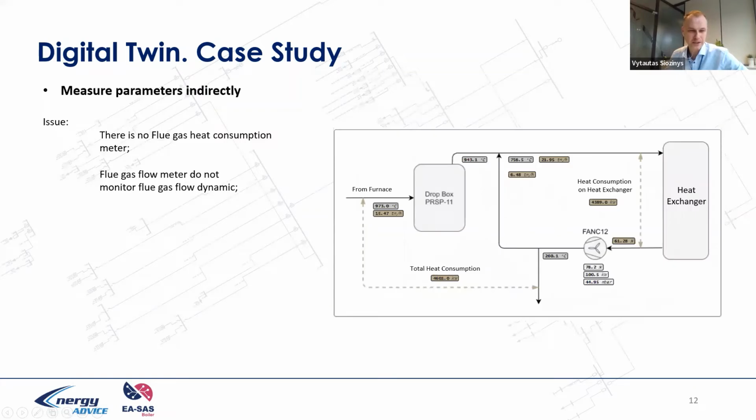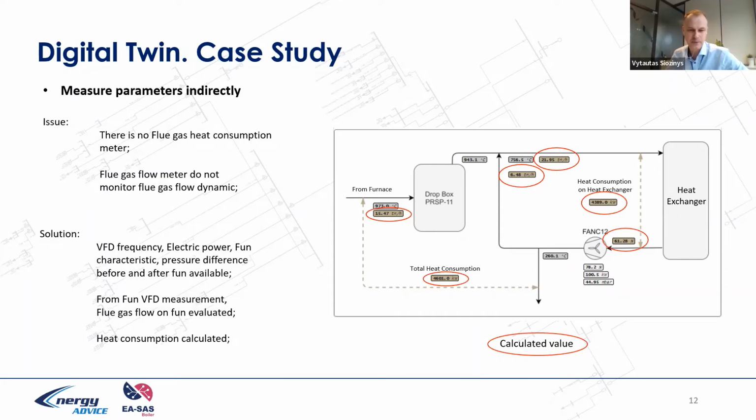Another case where the digital twin allows us to calculate things which we are not capable of measuring, or where measurements are too expensive. For example, there is no flue gas heat consumption meter. We have a flue gas consumer, but we don't have an energy meter. Of course, a flue gas flow meter was installed here, but due to dynamics, it was not capable of calculating correctly.